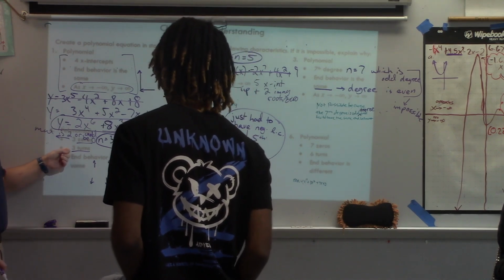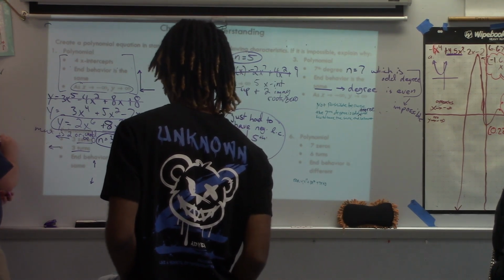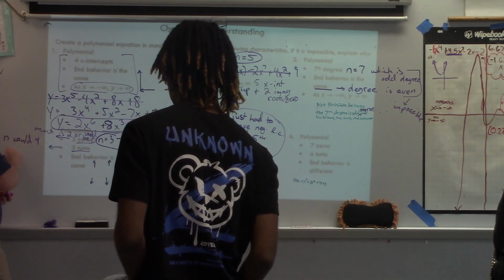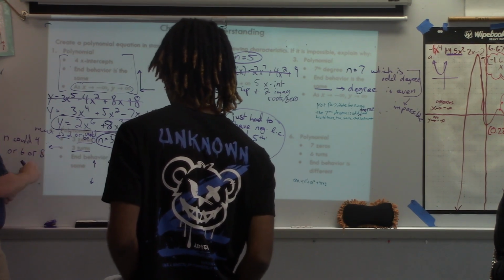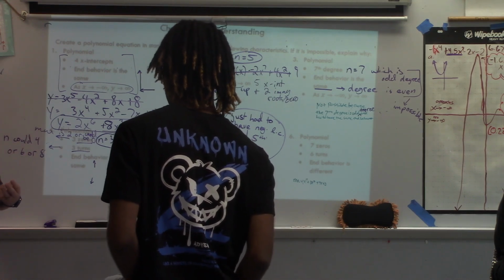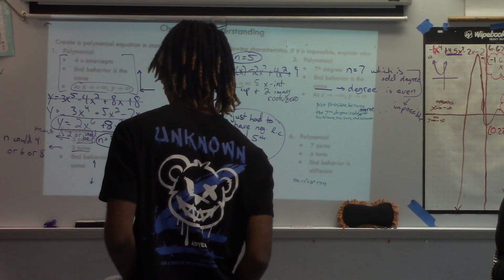Does anyone know what the degree would have to be in order to have 3 terms? 4. So n could be 4, or, yeah, there you go, 6, or 8. Notice, to have an odd number of terms, it has to be even degree, right? So these are all things that are showing contradiction. Any one of these would have been acceptable.